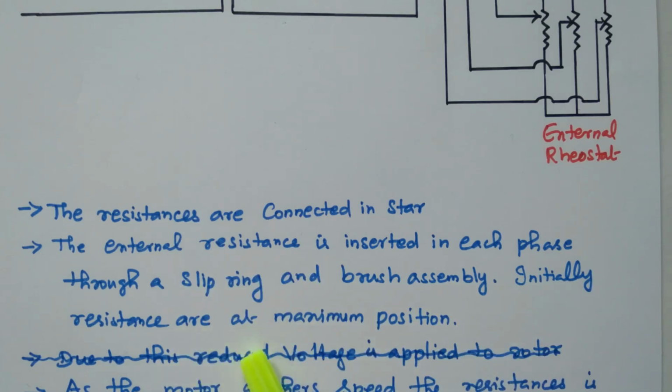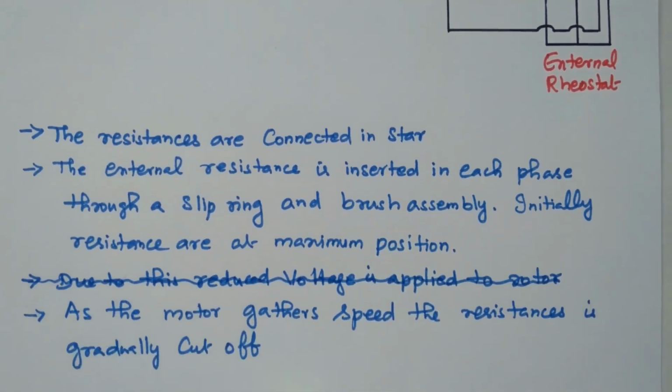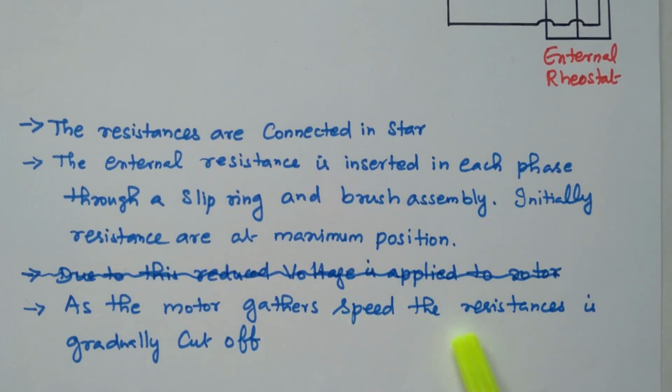Initially the resistors are at the maximum resistance position, so that the voltage is lesser. Due to that, the stator voltage is lesser and the stator current drawn is also lesser. Right? As the motor gathers speed, the resistance is gradually cut off. While reducing the resistor gradually, the motor will gather the normal voltage and the normal speed. Now we will see the advantages and disadvantages.